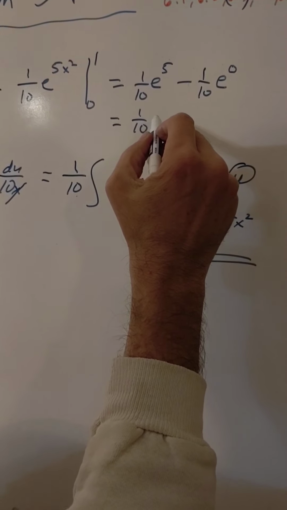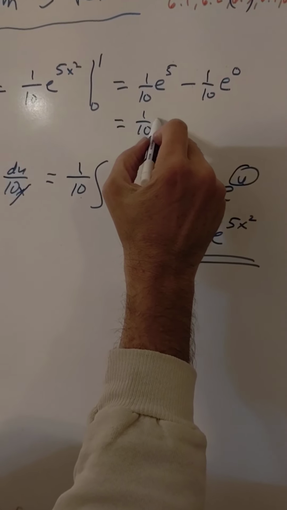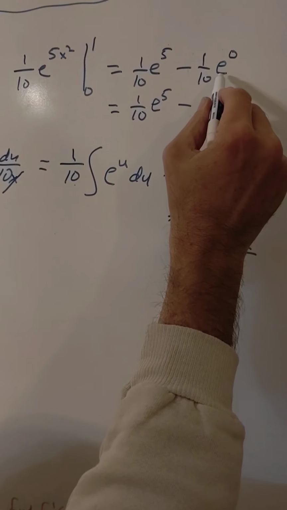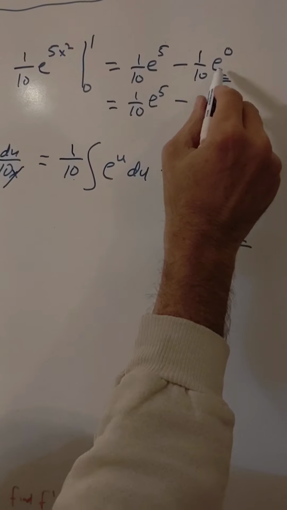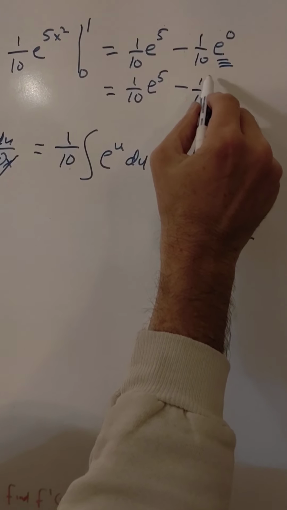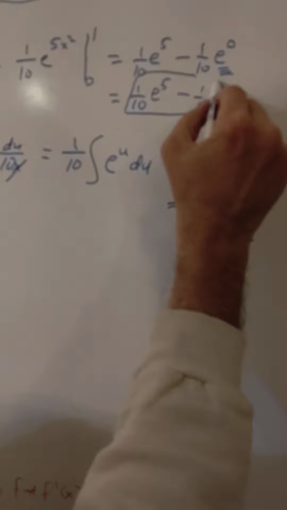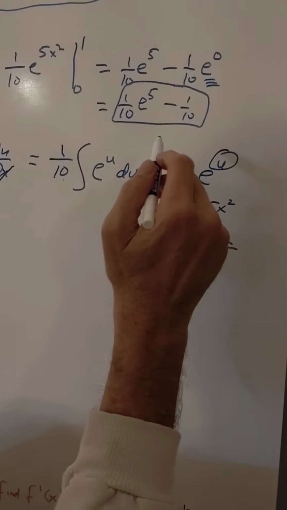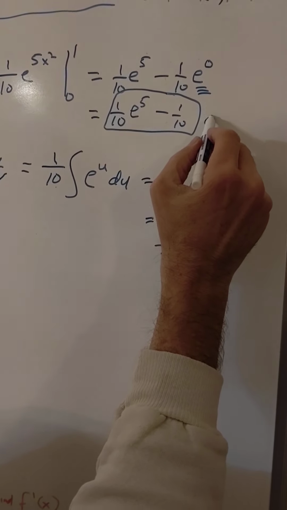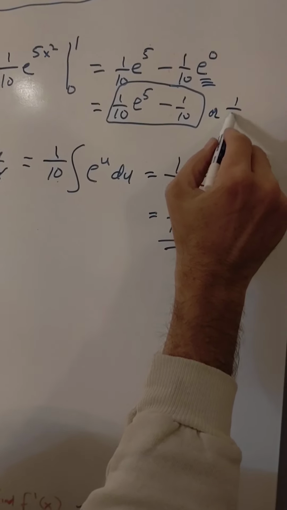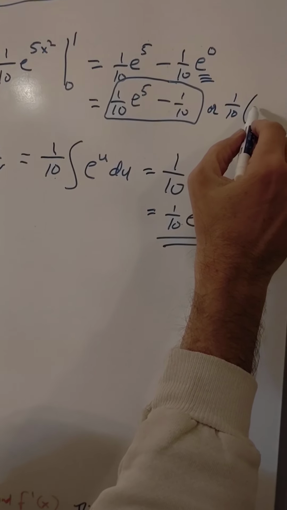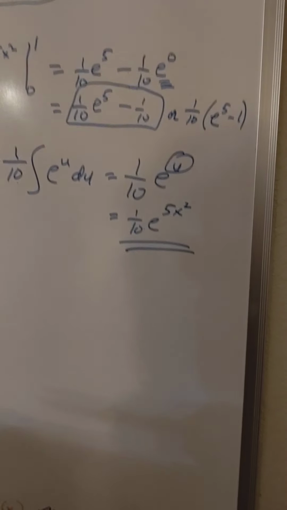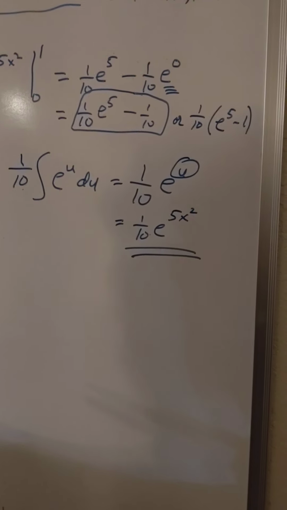Don't approximate unless they ask you to. So this is the exact answer. 1/10 e to the 5th minus e to the 0 is 1. This is just 1. So what's 1/10 times 1? It's 1/10. So you can leave your answer just like that. That's the exact answer. That's the area under the curve. That's a positive number. Or if you want to, you can pull out the 1/10. That's the GCF. And then you're going to be left with e to the 5th minus 1. So either answer is fine. So we're done with that problem.